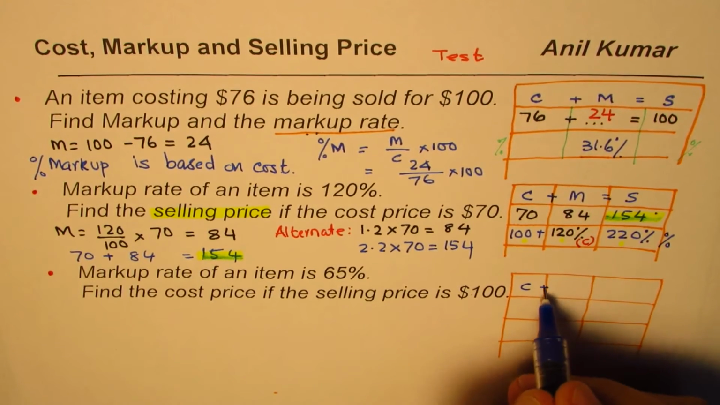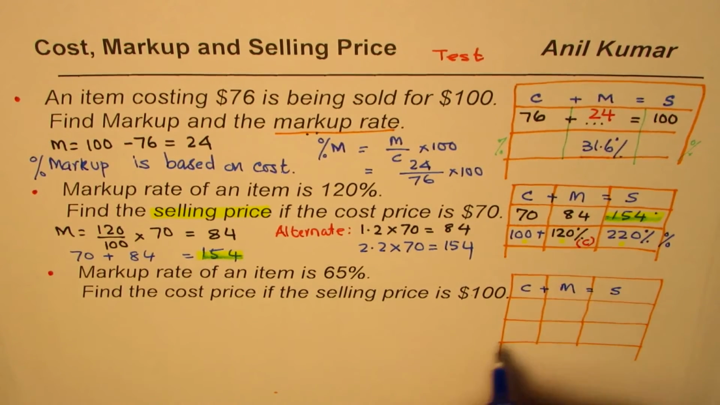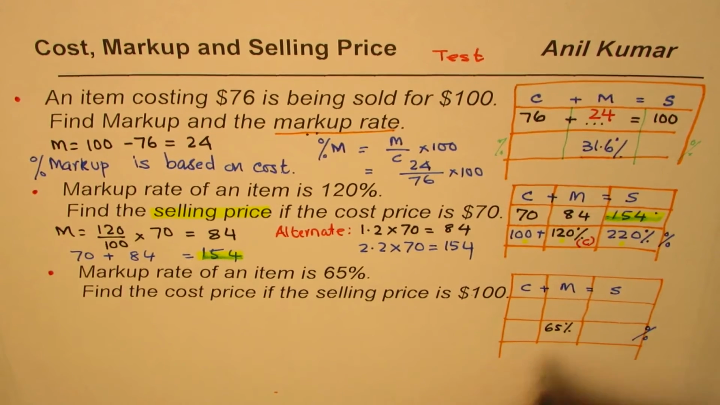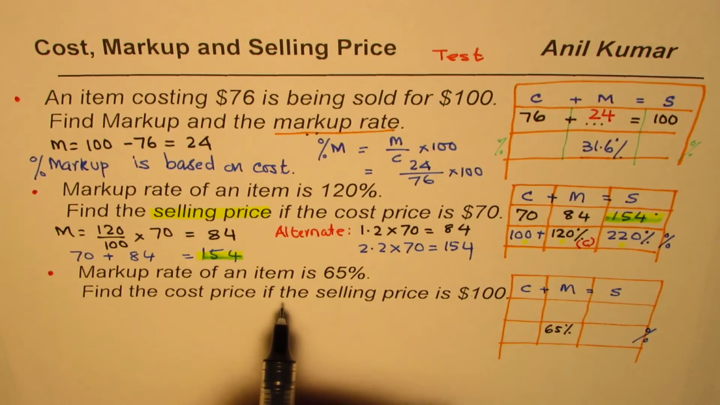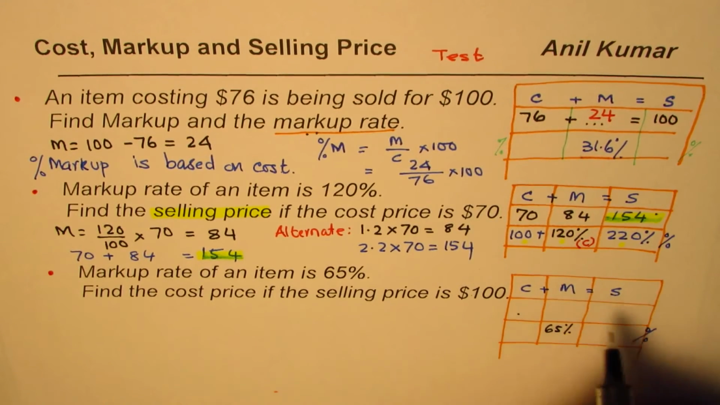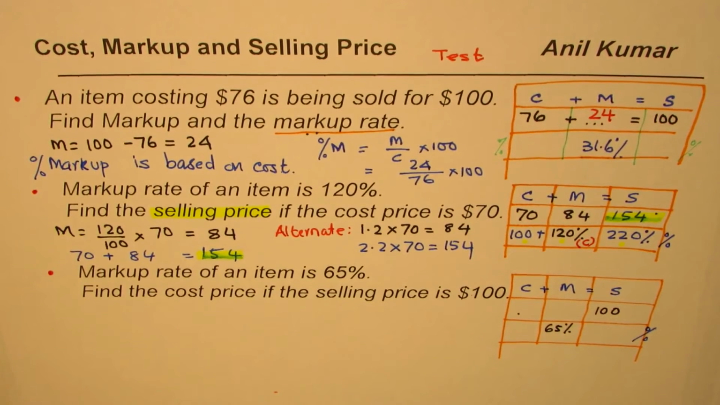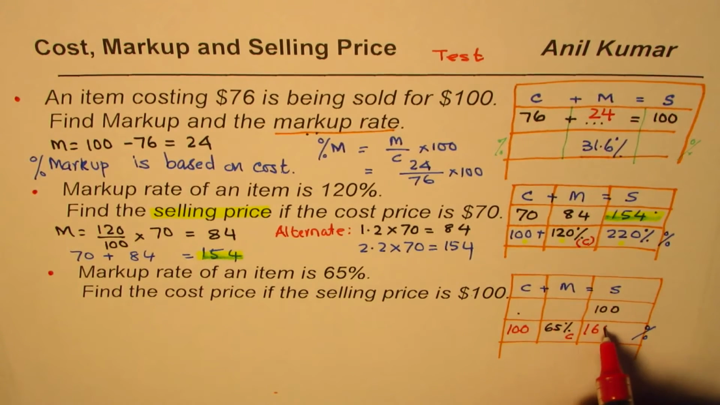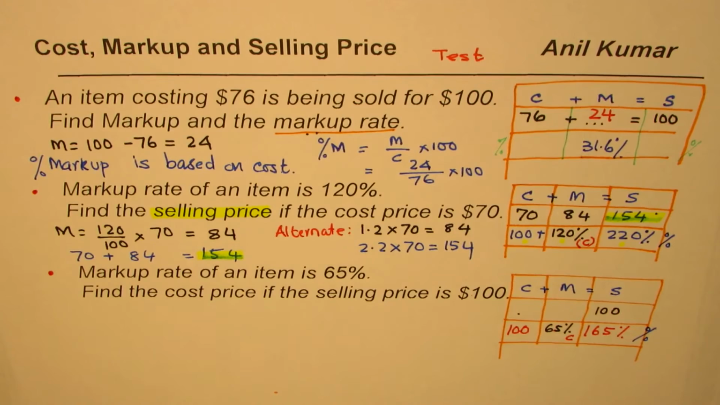So we know cost price plus markup is equal to sales price. This column is for percentages, correct. What are we given? Markup rate of 65%. So this is 65% given to us. Cost price we need to find, and selling price is $100. That is what is given to us. How are you going to solve this? Since markup is based on cost price, it should be 100%. Adding the two, we get 165% here. Do you see that?